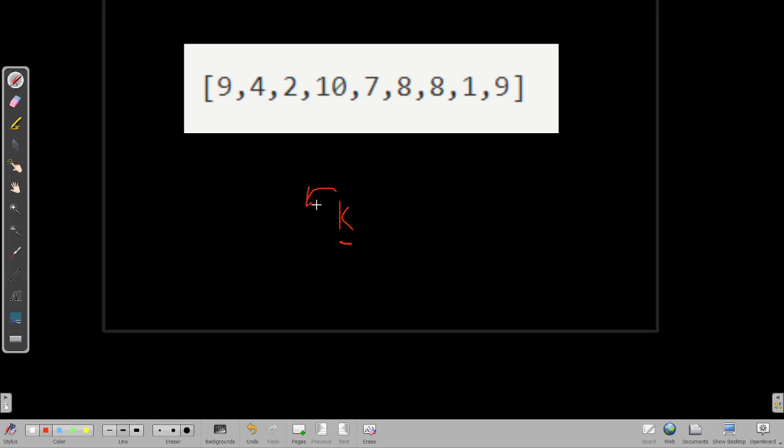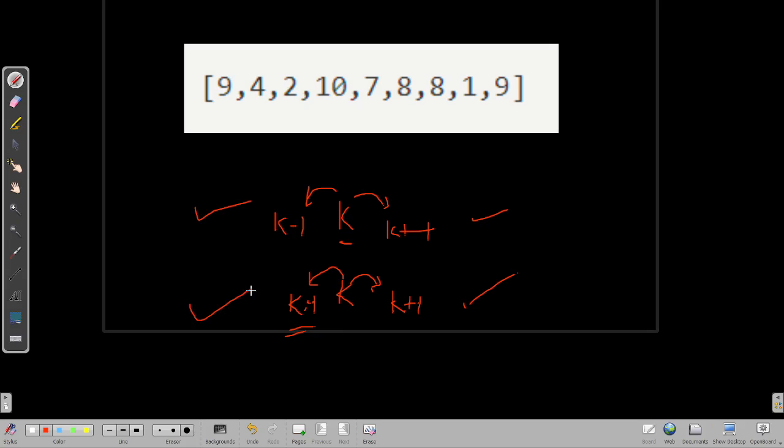should be less than it, so k minus 1, and the element at the right, which is k plus 1, should also be less than that k value. If this condition is satisfied, then we can say that it is a turbulent pattern. Or if we are at some index k, then the element on the left, which is k minus 1, should be greater, and the element on the right, which is k plus 1, should also be greater. Then we can say it is turbulent. So if any index k follows this or this, we can say that it is turbulent in nature.